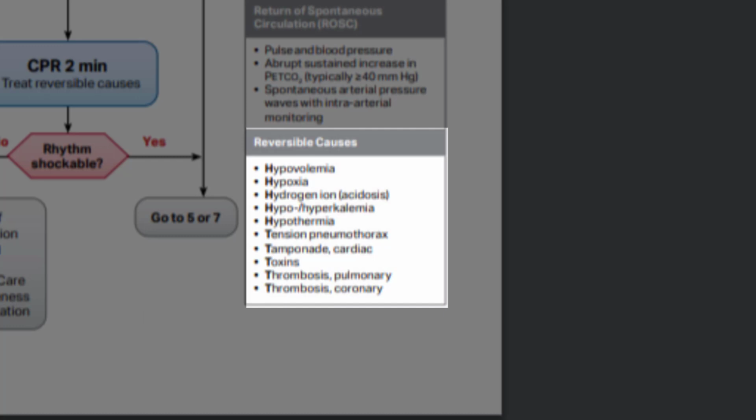You got your toxins. Is there anything that leads us to believe that the patient might be under some form of drugs or poisoning, accidental or intentional? Thrombosis, pulmonary. So what were the patient's complaints prior to going unresponsive? Was it shortness of breath? Anything that leads us down the PE route, or anything that leads us down the ACS, acute coronary syndrome, route, as far as thrombosis for coronary.